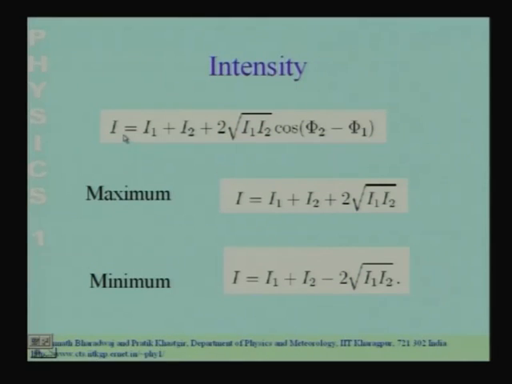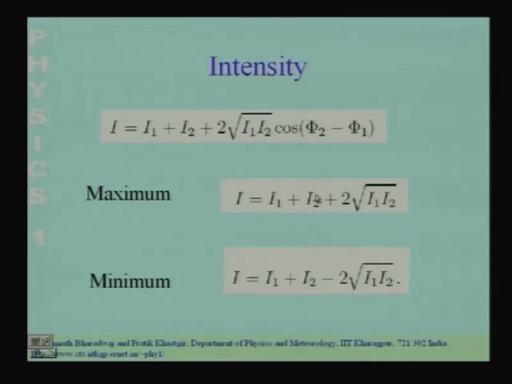What is the maximum value that the intensity can have? The maximum value occurs when the phase difference between the two waves is 0, when the two waves are exactly in the same phase, or if the phase difference is an even multiple of pi, that is, a multiple of 2 pi. Then the cosine of the phase difference becomes 1, and this is the maximum value of the intensity that you can have. It is I1 plus I2 plus 2 root I1 I2. And in the situation where the intensities of the two incident waves are the same, the resultant intensity is 4 times the intensity of the individual waves.